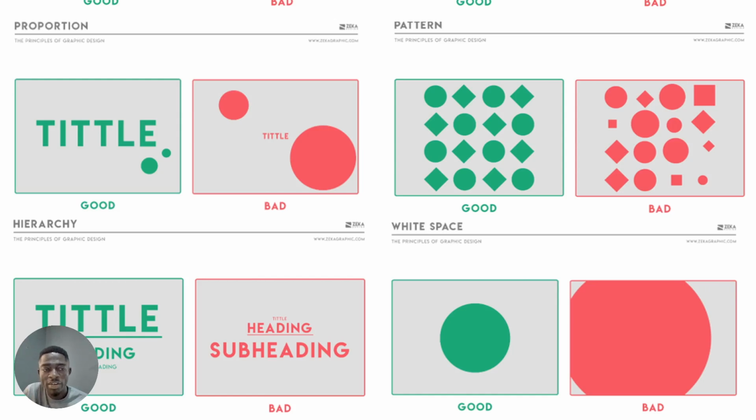Hierarchy: how do I want my readers to go about reading it? Which one do I want them to see first? I want them to see the center first, and so you put the important things in the center. Then probably you want them to see the other details, so you put them somewhere at the bottom. Okay, that's about that.